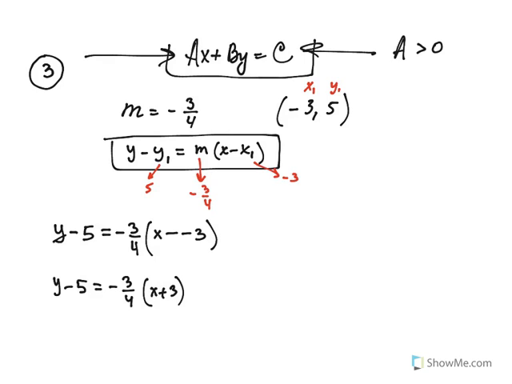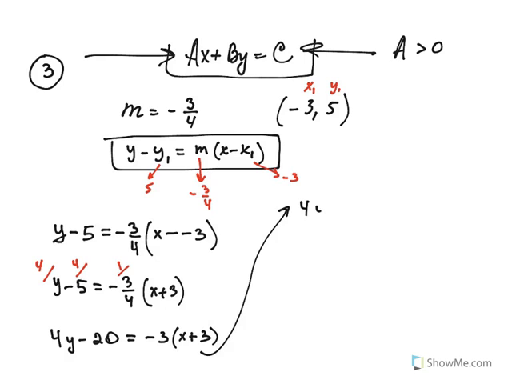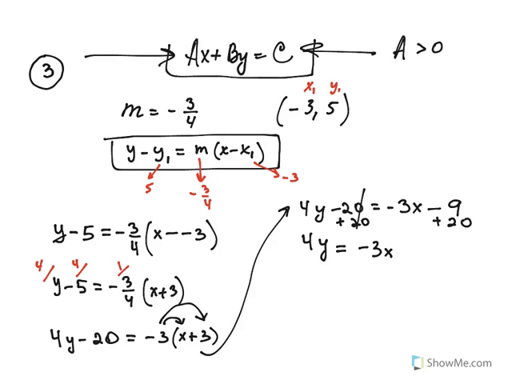Now this is a point slope form, but we need a standard form. So I'm going to get rid of my denominators. The common denominator is 4, so I'll multiply this by 4, this by 4, and you're good here. So we get 4y minus 20 equals negative 3 times x plus 3. Let's distribute: negative 3 times x is negative 3x. Negative 3 times 3 is negative 9. And we get 4y. I'm going to add 20 to both sides. I get 4y equals negative 3x. Negative 9 plus 20 is positive 11.